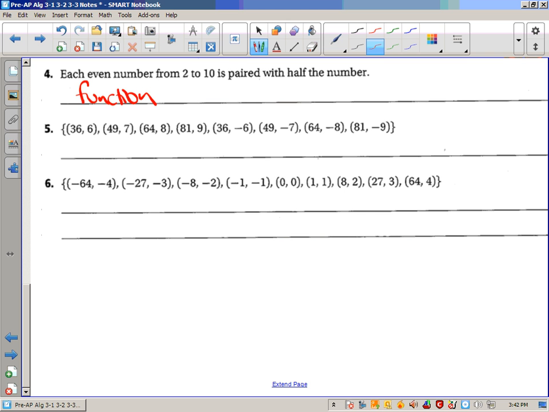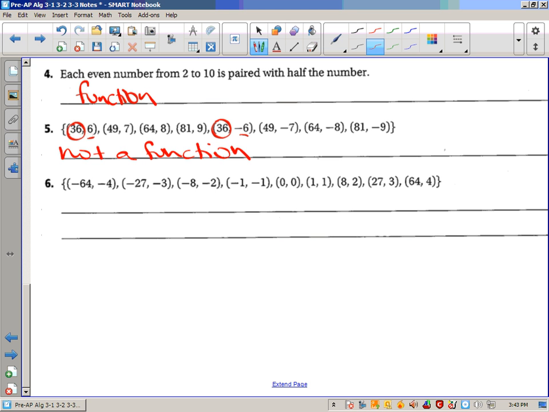It's just 1. Number 5, this is written a different way. Here we have a set of ordered pairs. The first values in the ordered pairs are the independent variable, the inputs, the domain. If I look, I see 36 listed twice. Now, if I have the same output, the second value the same, then we're okay. But if we look, they are not. They're different numbers, so this is not a function because we have more than one output for an input of 36.